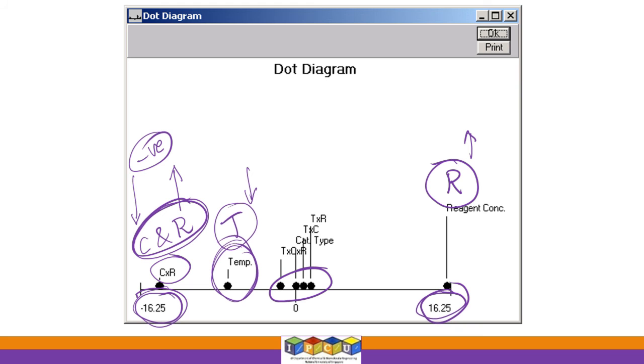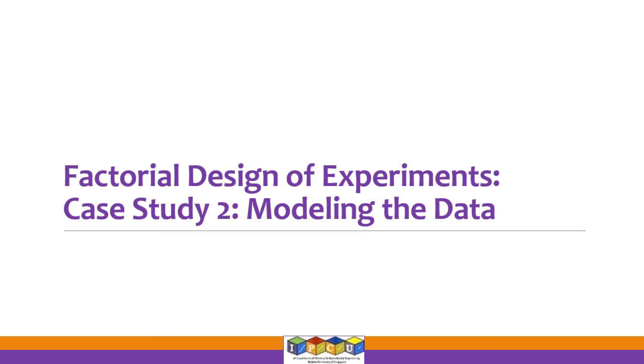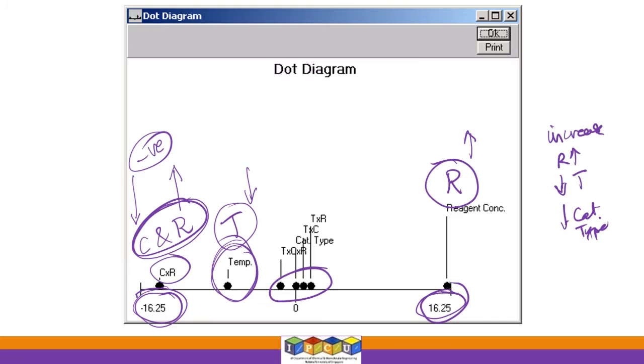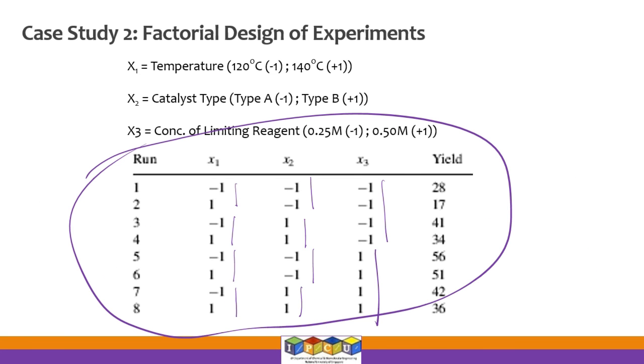So my conclusions will be: increase reagent concentration, decrease temperature, and decrease the catalyst type. That means go for catalyst type A, right? Not catalyst type B. So that would be the conclusions of this particular study from just this kind of analysis, right?